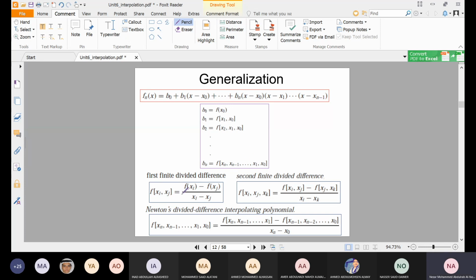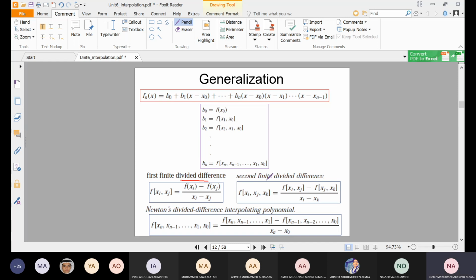And we call this the first divided difference. We have here f of xi, xj, which equals the function at xi, the point that we selected, minus the function at xj, over xi minus xj. We call this divided difference because here we divide and we compute the difference.